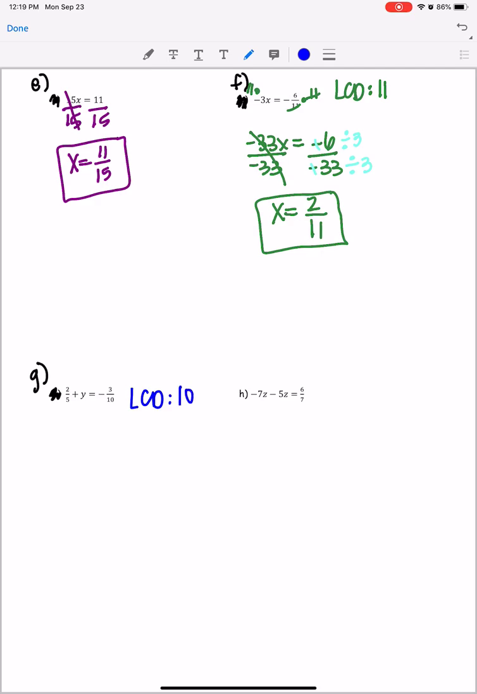Okay, so now that my LCD is 10, multiply everything by that 10. So here, 10 times 2/5. So 10 and 5 are both divisible by 5. So 5 divided by 5 is 1. 10 divided by 5 is 2. So now I just have 2 times 2, which is going to be 4.